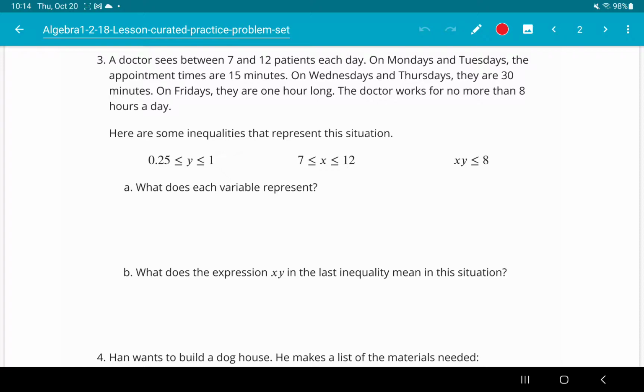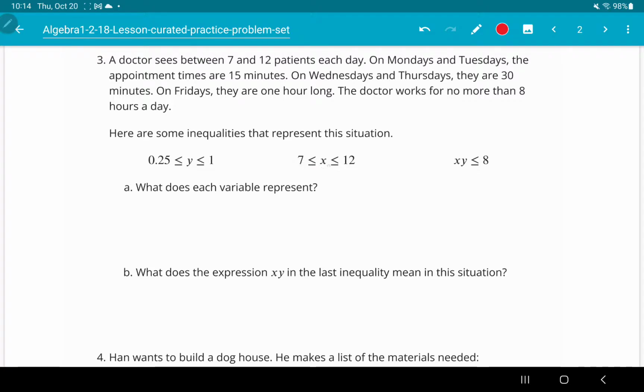Here are some inequalities that represent this situation. So I've got 0.25 is less than or equal to y, which is less than or equal to 1. So this y, I've got 0.25 and I've got 1. And up here, I don't see any 0.25 or any 1. So I'm going to skip to the next one and I'll circle back to this one.